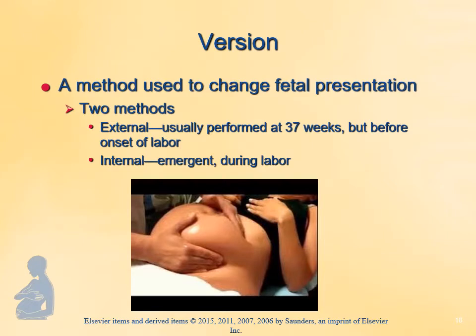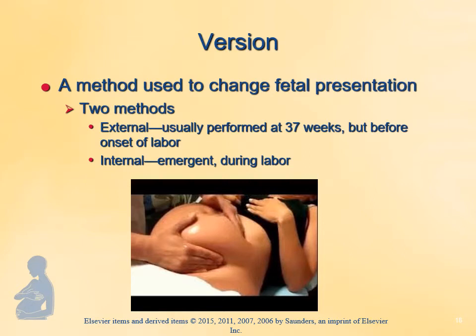The next thing we're going to talk about is called a version. It's also called an external cephalic version. This is a method that's used to change the presentation of the fetus. Typically when you have a fetus that's not in a head down position, so not cephalic, not vertex, the provider can manipulate the abdomen externally and try to help turn that baby so that it is head down. Usually they like to do this around 37 weeks, before that baby gets too big.